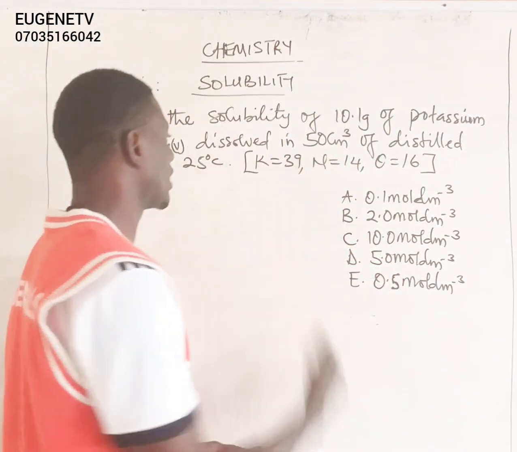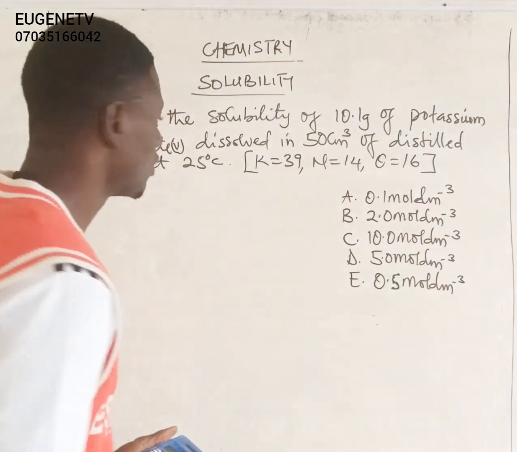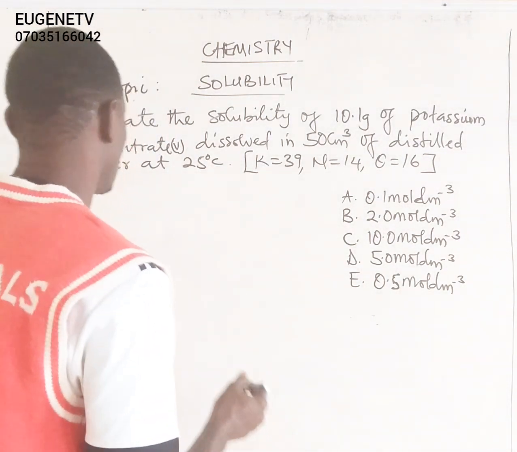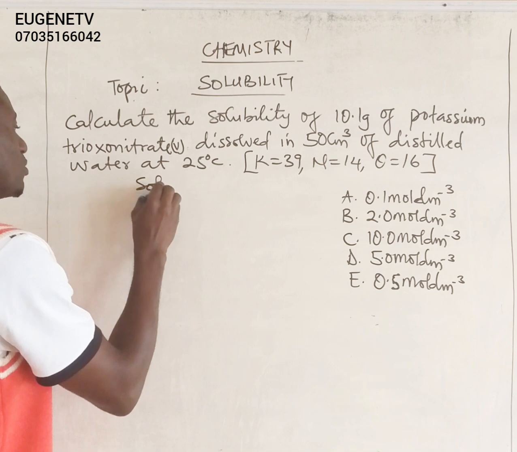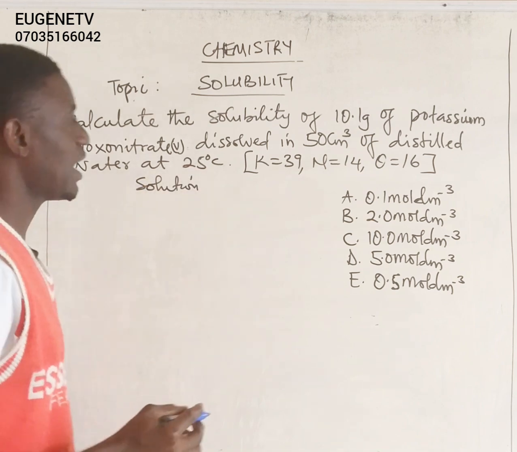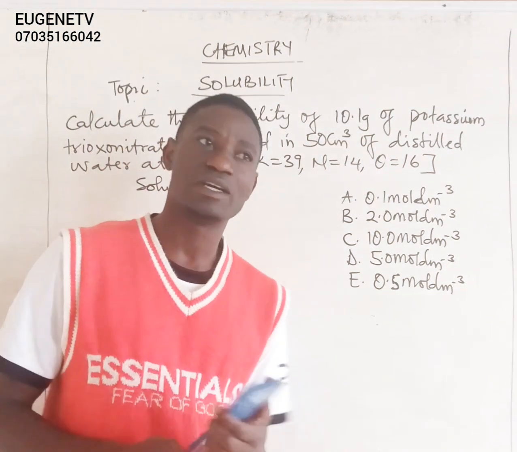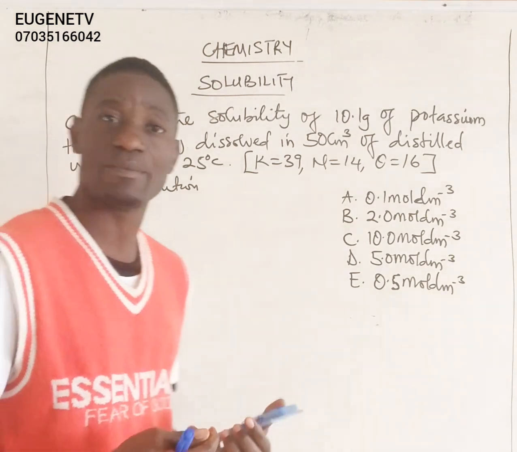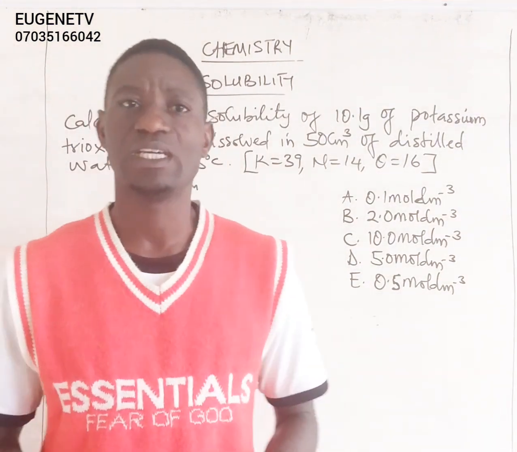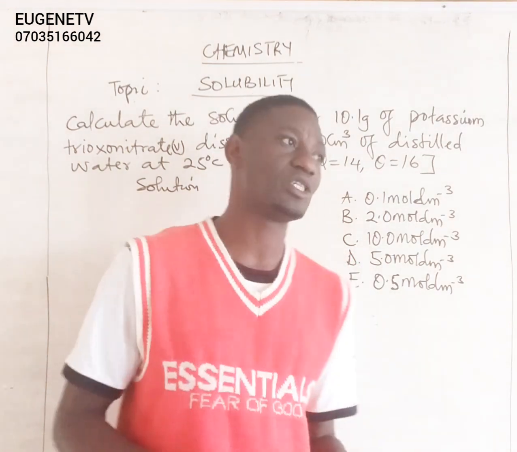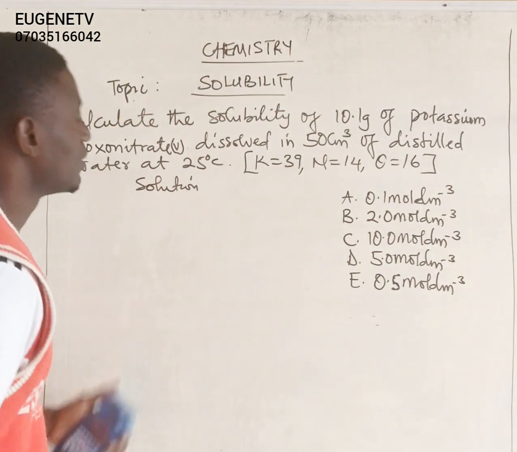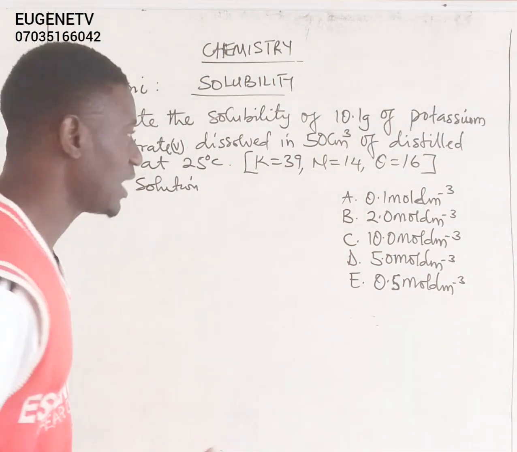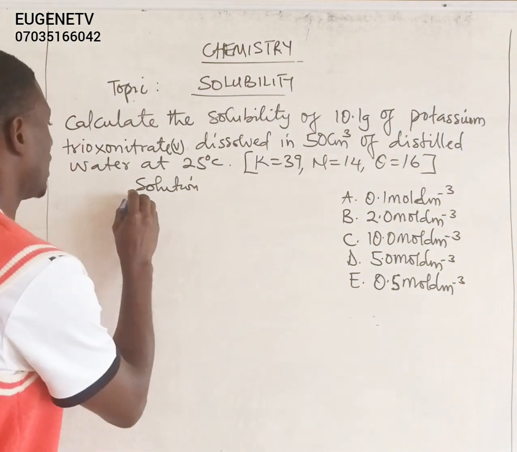So if you are asked this question, how do we solve a problem like this? Come with me as we solve this problem. Okay, we go this way, we say solution. If we have any problem on solubility, we need to understand what we are looking for, since we say that solubility simply means the amount of substance that can dissolve in a given volume of solvent at a particular temperature. So we are going to use a very simple formula to solve this problem. And the formula is this.